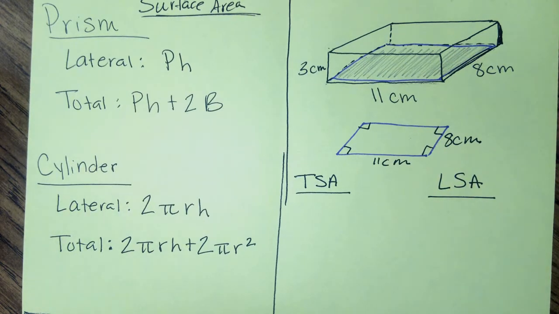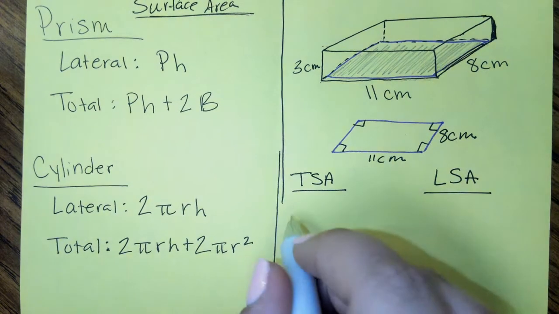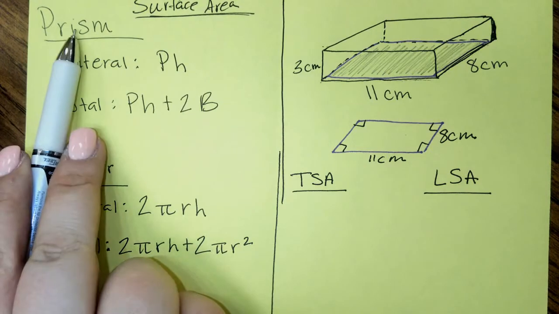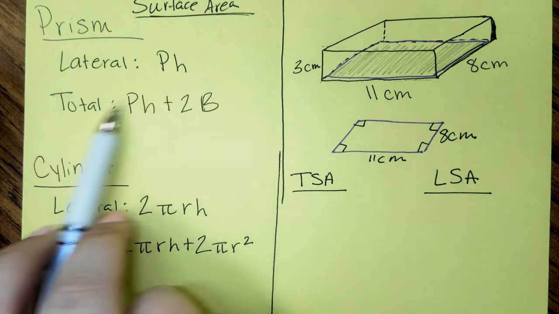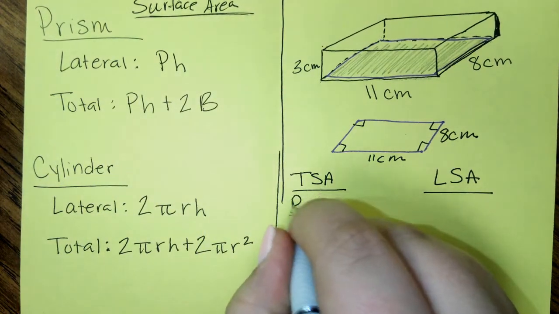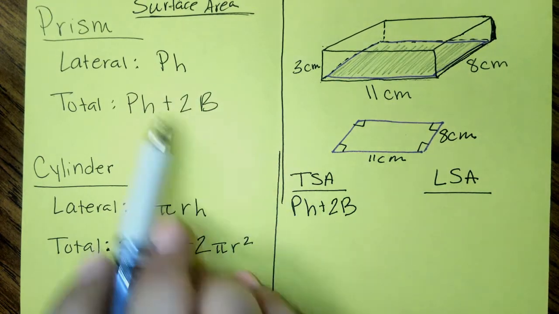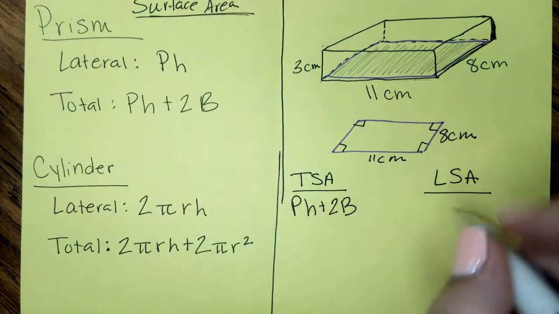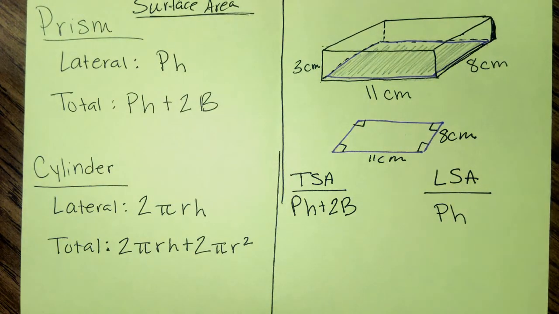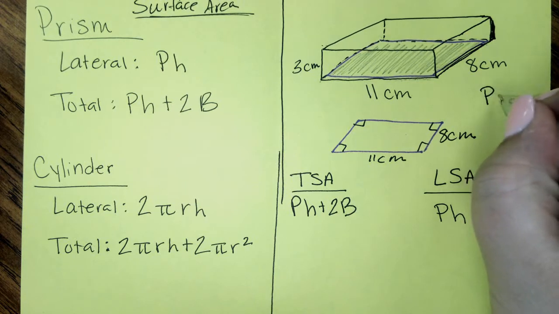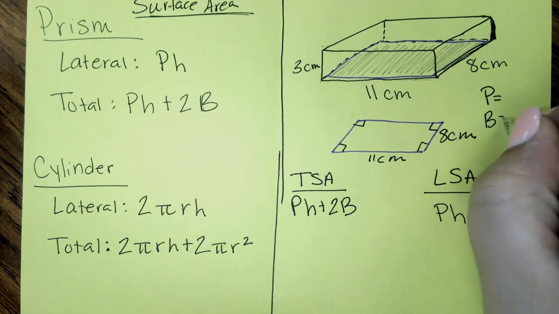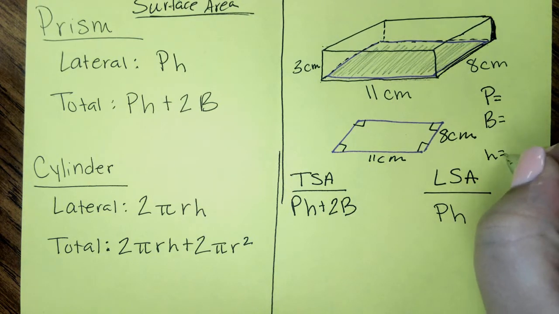To find total surface area and lateral surface area, we're using the formulas. This is a prism. So to find total surface area, we need to use the formula pH plus 2B. And to find lateral surface area, we're using the formula pH. So we need to make a list of the variables that we need. We need capital P, capital B, and the lowercase h.